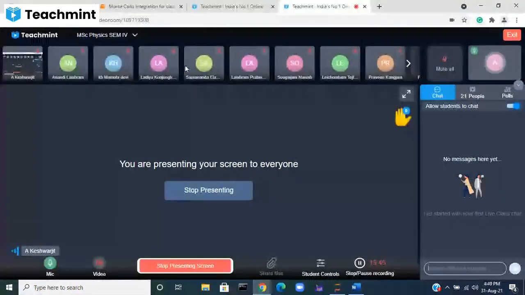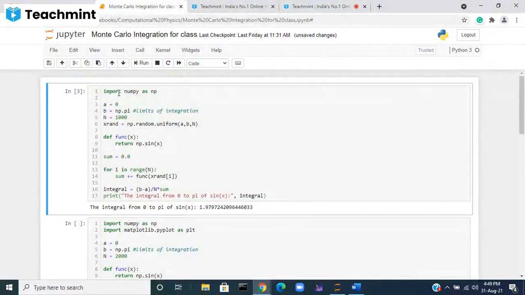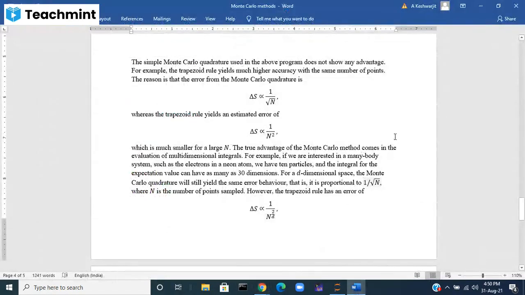In this example, the Monte Carlo method has no advantage. What are we calculating? We are calculating the integration of sine x from 0 to pi. We can also integrate that integral using our trapezoidal rule, and that gives us a better answer. The simple Monte Carlo quadrature used in the above program does not show any advantage. For example, the trapezoidal rule yields much higher accuracy with the same number of points.